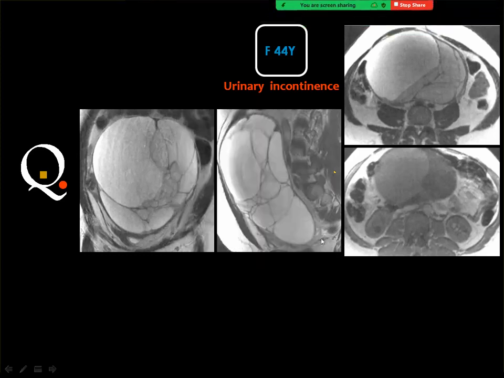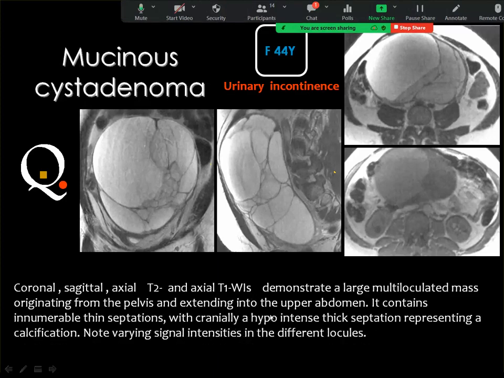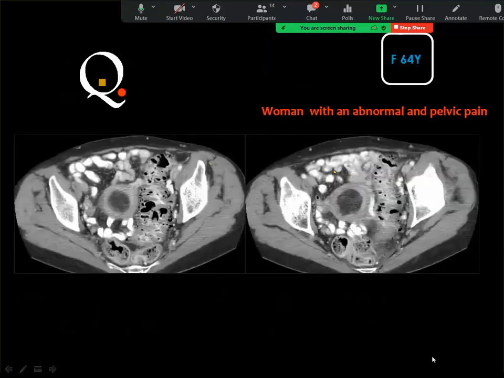Yes, and this is mucinous adenoma, ovarian mucinous adenoma. The cyst is big, and this is number one. There are multiple internal septations, and this is number two. There are different signal intensities of the different loculi, and this is number three. There is absence of a solid mural nodule, and this is number four.